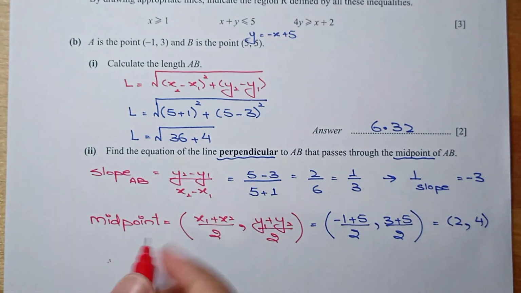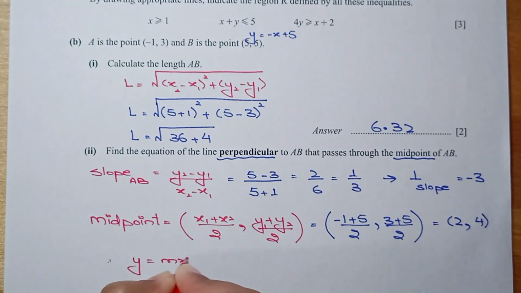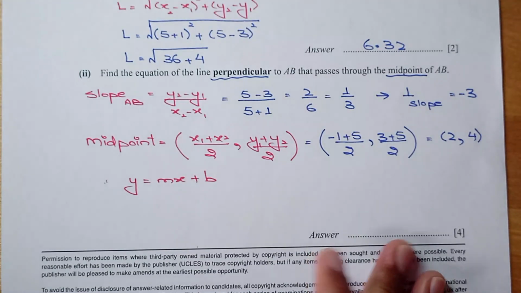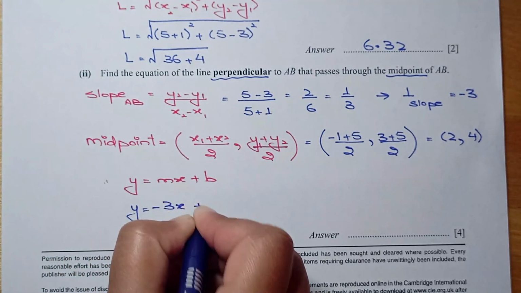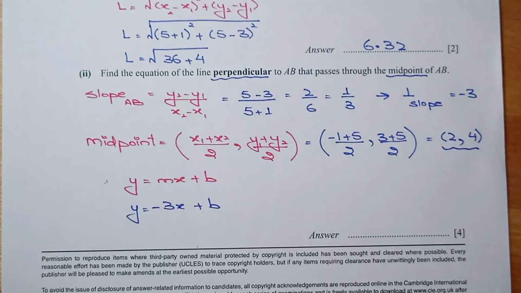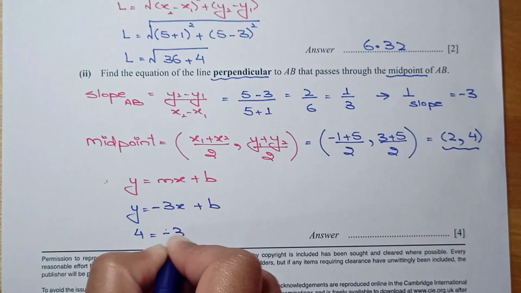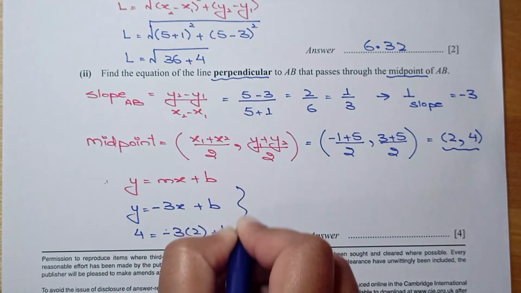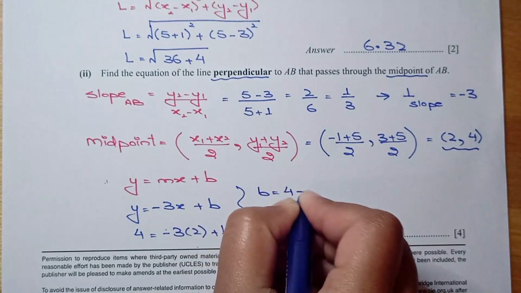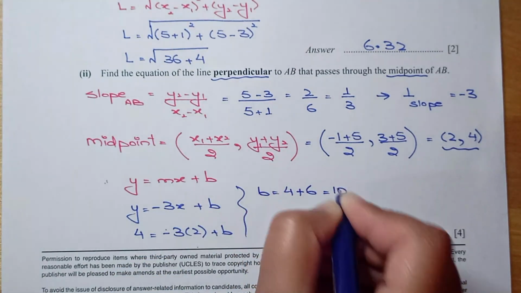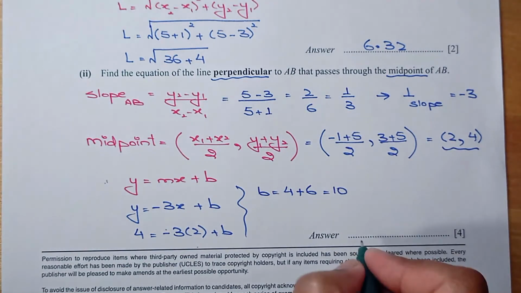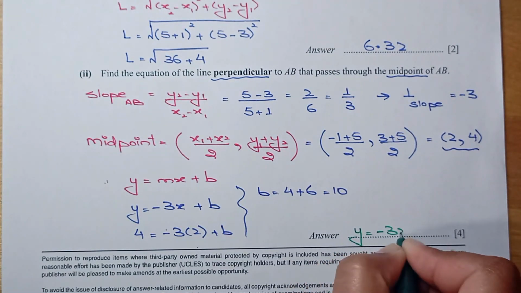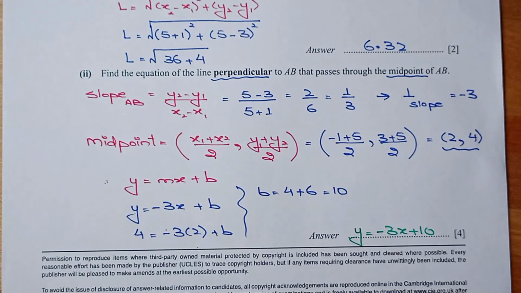Now we need to use the equation of line, that is y equals mx plus b. So m is -3, y equals -3x plus b. We can find b by using the midpoint. Putting x equals 2 and y equals 4, 4 equals -3 times 2 plus b. So from here b is equal to 4 plus 6, that is equal to 10. So the equation of the line that is perpendicular to AB and passes through the midpoint of AB is y equals -3x plus 10. So this is the last question of our paper.